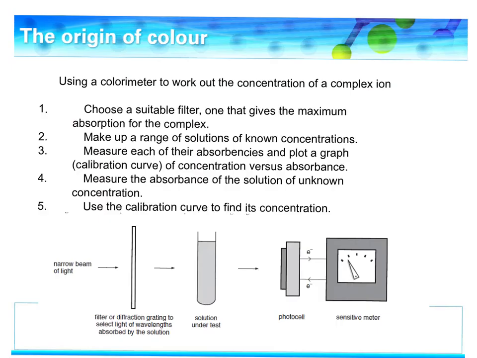To summarise, therefore, in an exam, if you're asked to describe how to measure the formula of a complex, remember you would use a colorimeter, and state why: because it absorbs colour. You choose a suitable filter or LED which gives the maximum absorption for the complex. You make up your range of solutions, you measure each of their absorbances and plot a graph, and then you would plot a calibration curve of concentration versus absorbance. You then measure the absorbance of the solution of unknown concentration and use the calibration curve to find its concentration.